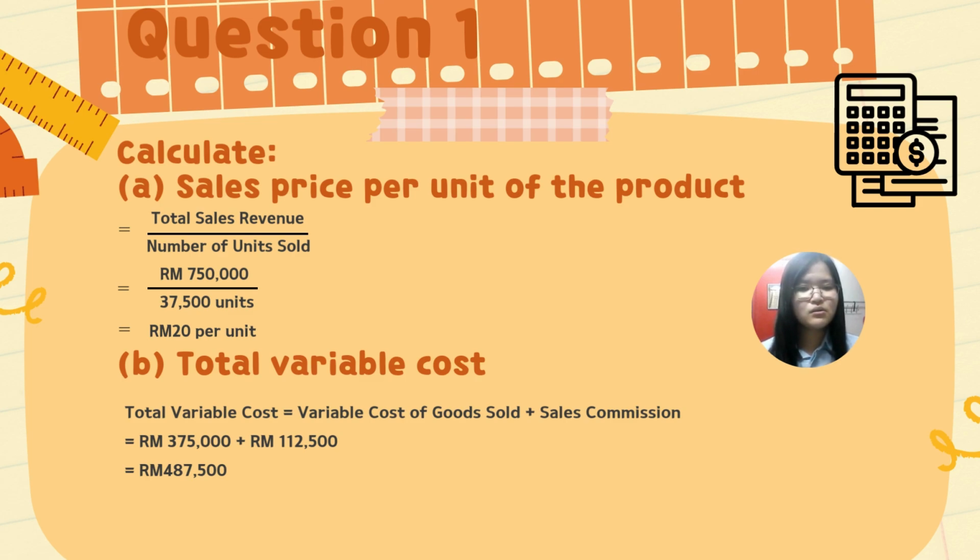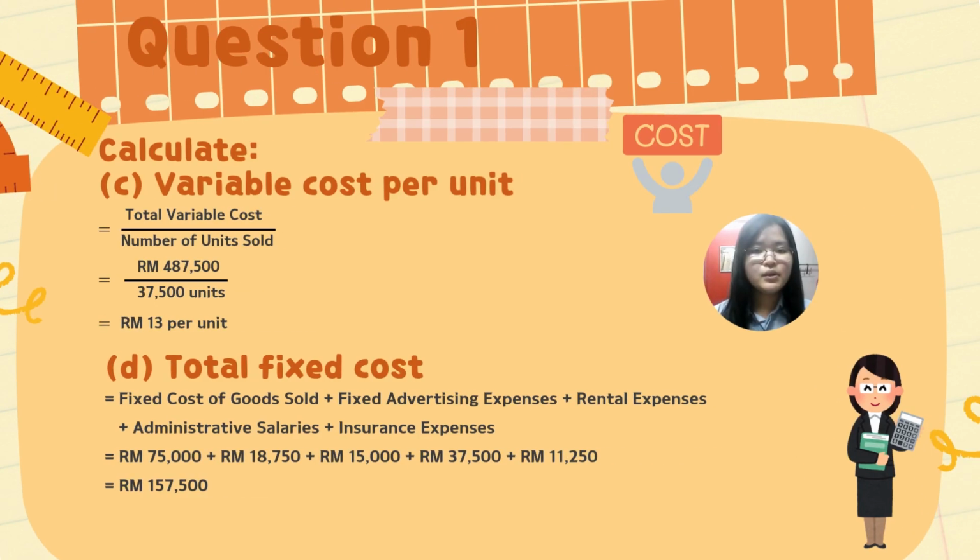Next, we calculate the total variable cost. Variable costs change with the number of units sold. Based on the information given, variable costs include variable cost of goods sold and sales commission. The variable cost of goods sold is RM375,000 and the sales commission is RM112,500. By adding these two amounts together, the total variable cost is RM487,500.